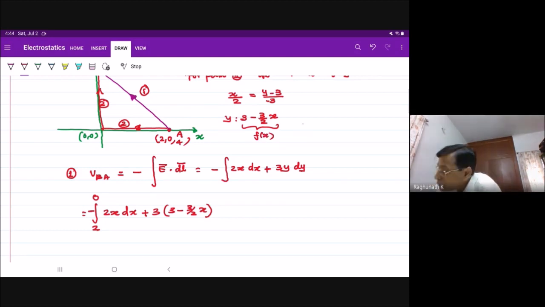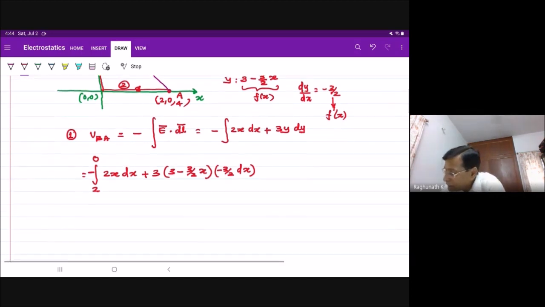dy by dx is equal to f dash of x, right? dy by dx is equal to minus 3 by 2, because of which minus 3 by 2 is called f dash of x. So dy is equal to minus 3 by 2 dx, ensuring that we are going along that path only. At each and every point, x and y are related. For a given x, y is fixed. For a given dy, dx is fixed. Check it once.